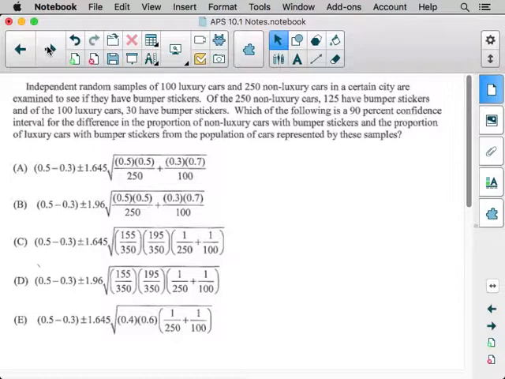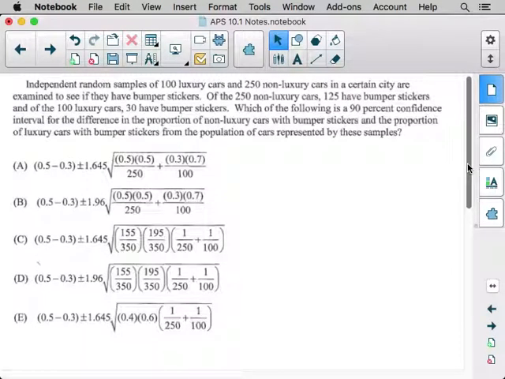So let's see what we have. So, first of all, this beginning piece is the difference in our proportions. For non-luxury, 125 out of 250. Isn't that half? Isn't that 0.5? 30 out of 100, isn't that 30%, 0.3? So, does it make sense where this 0.5 minus 0.3 came from? Is everybody okay with where that came from, where that is?